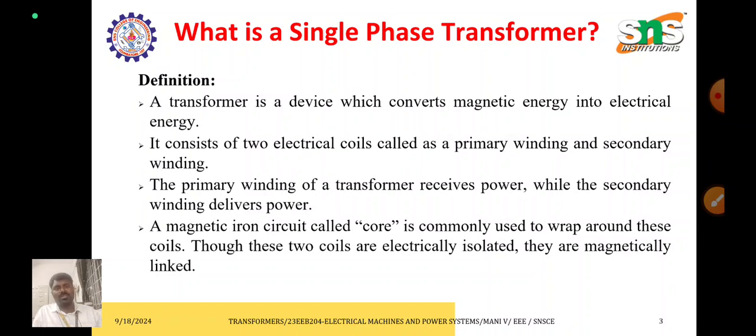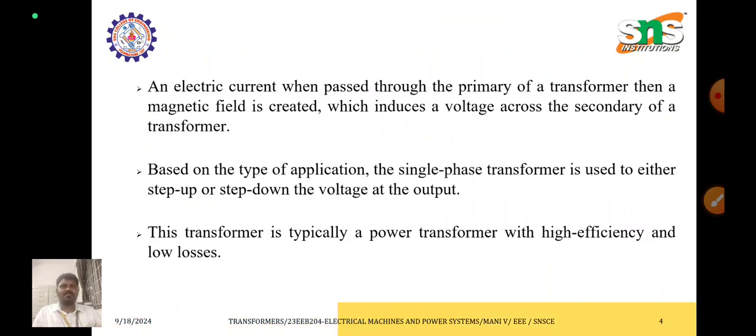The magnetic iron circuit is called the core, which is commonly used to wrap around these coils, and it connects with both the primary as well as the secondary windings. When an electric current is passed through the primary of the transformer, a magnetic field is created in the primary winding, and a voltage is induced across the secondary of the transformer. Based on the type of application, a single phase transformer is used for either step up or step down of the voltage at the output.